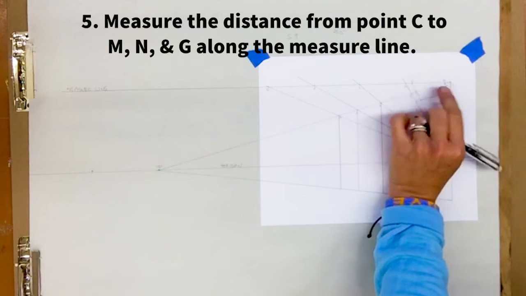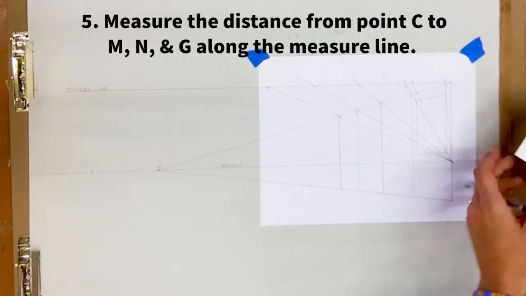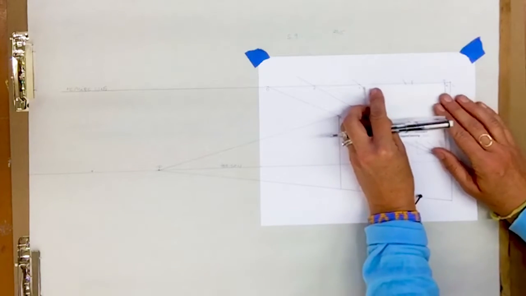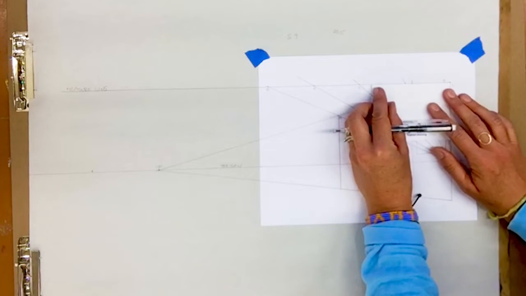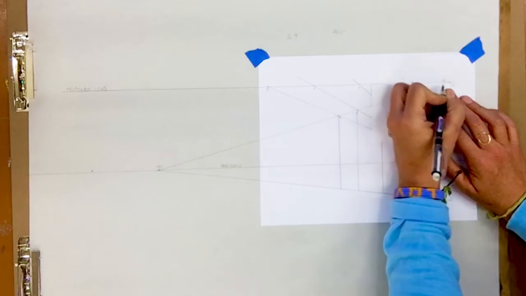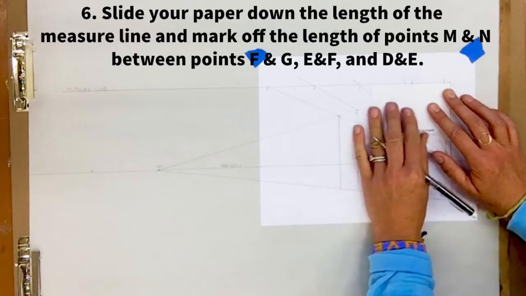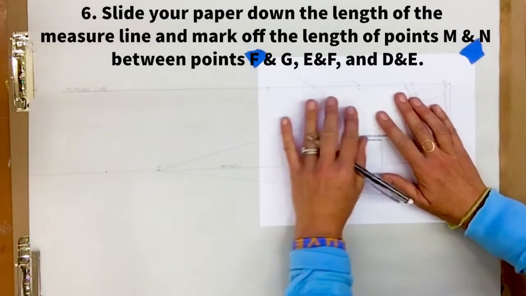Next, along the measure line, measure the distance from point C to points M, N, and G. Rather than using a ruler, I'm simply marking these lengths along the edge of a Post-it note. Now I need to transfer these measurements along my measure line.